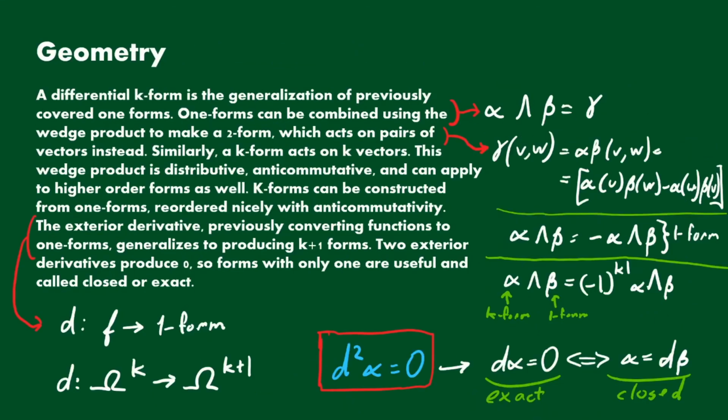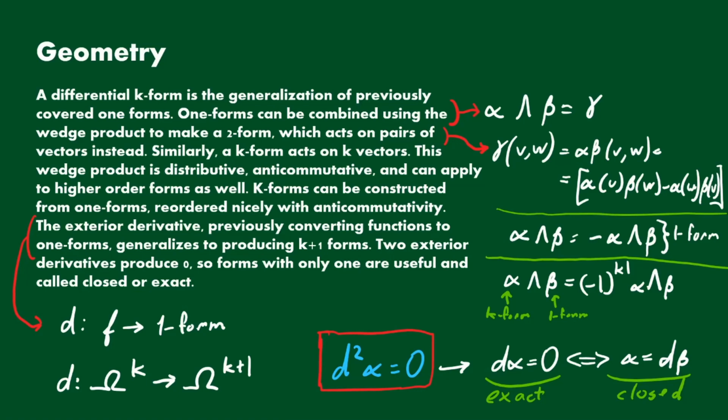Geometry. A differential K-form is the generalization of previously covered 1-forms. 1-forms can be combined using the wedge product to make a 2-form, which acts on pairs of vectors instead. Similarly, a k-form acts on k vectors. This wedge product is distributive, anti-commutative, and can apply to higher order forms as well.